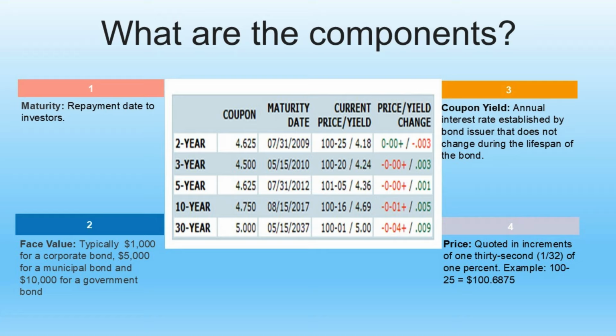Number 3. Coupon yield. This is the annual interest rate established by the bond issuer that doesn't change during the lifespan of the bond. Number 4. Price of the bond, which is quoted in increments of 1/32 of 1%. Example, 100-25 equals $100.6875. So now when you see the quotation of a bond, you'll know what it means.